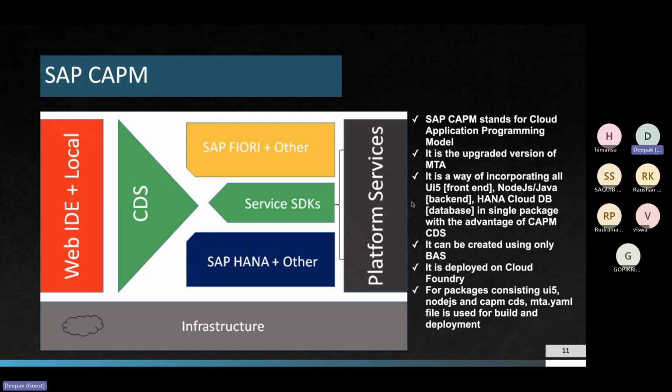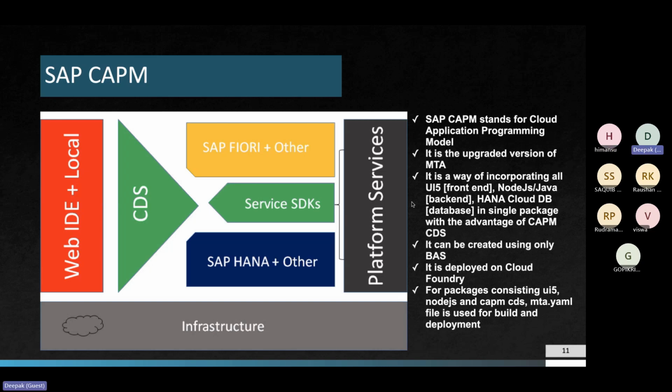Then we come to SAP CAPM. SAP CAPM stands for Cloud Application Programming Model. It has a bit different structure than SAP MTA. It has WebIDE plus local CDS, SAP Fiori, Service SDKs, SAP HANA, and then we have platform services. The only difference between SAP MTA and SAP CAPM is that SAP CAPM again incorporates every technology like UI5, Node.js, and HANA Cloud DB. Plus, it also gives you the advantage of CAPM CDS. CAPM CDS itself can be encapsulated within SAP CAPM application. It is an upgraded version of MTA.